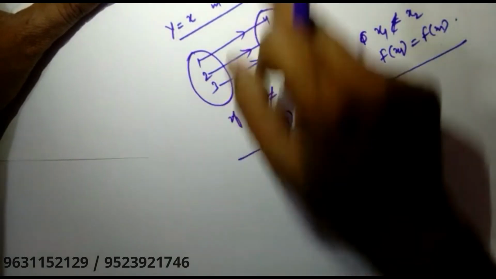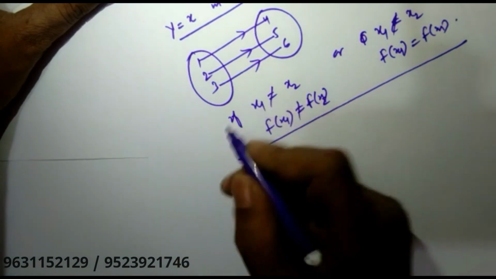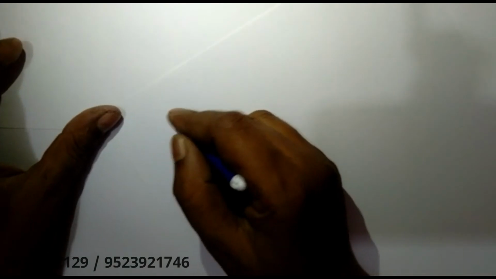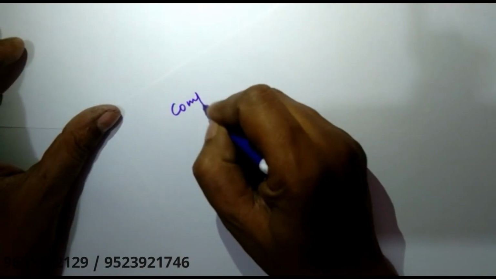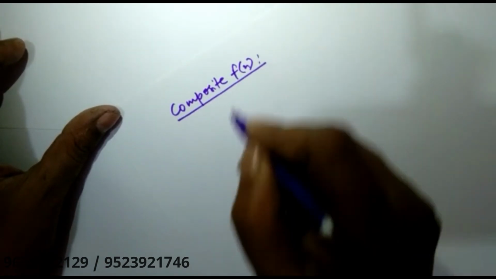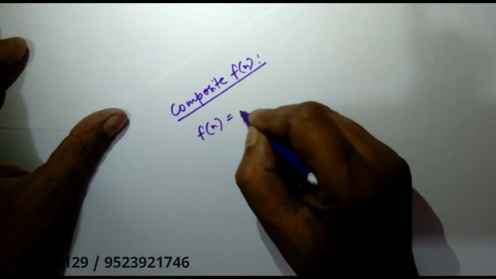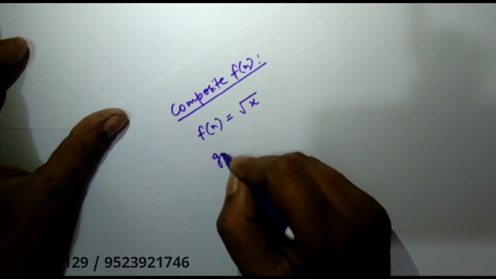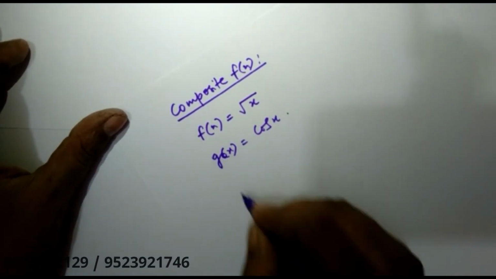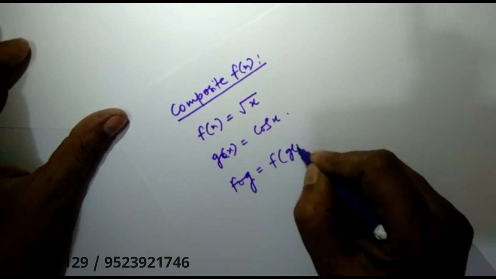If a function is 1-1 and onto both, that means it has its inverse, then this function is called an invertible function. Next one is composite function. Composite function. For example, let f(x) be root under x and g(x) be cos x, and you have to find f of g. F of g means f of g(x).